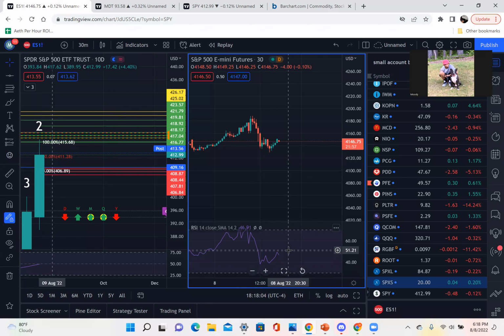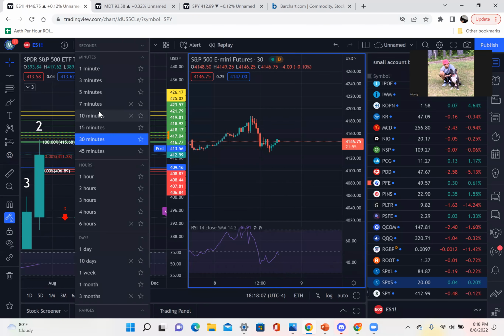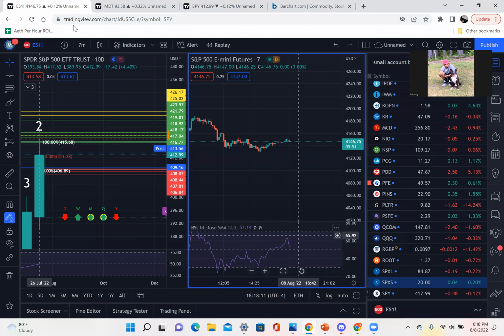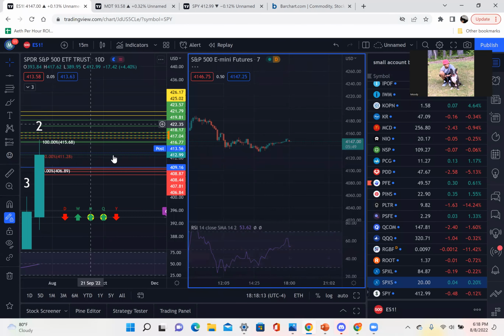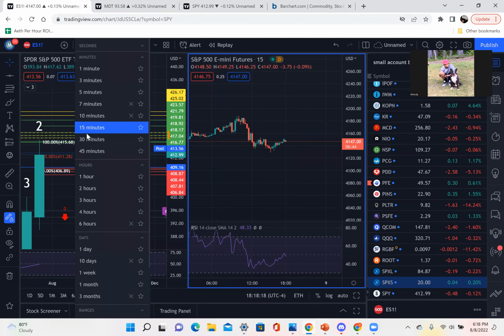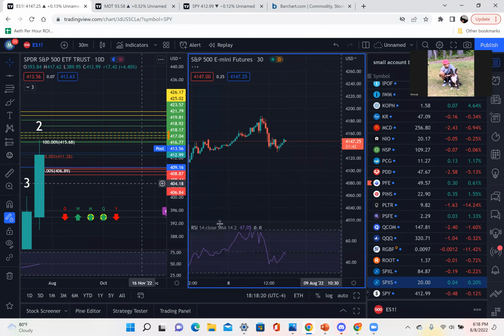We just need to break back over this RSI. But if I go down to a smaller time frame, I'm pretty sure we're breaking back over it. See, on the 7-minute, we're already breaking back over it, right? On the 15-minute, we're testing it. We're breaking back over it, right? So we just gotta be patient with it, right? And you just gotta understand the time frames.